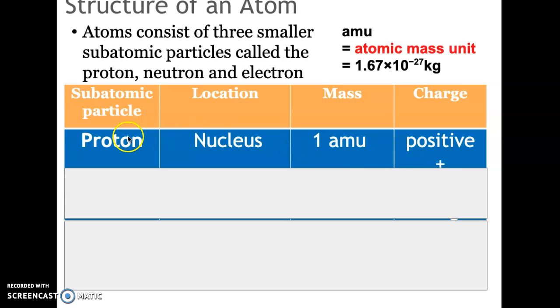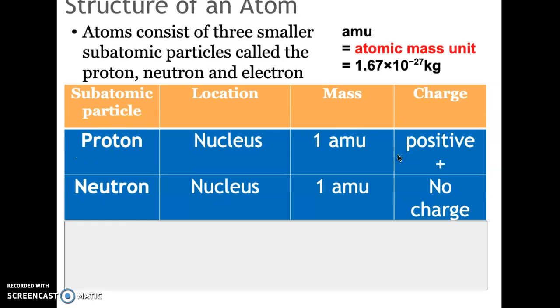Now a proton is positive. It has a positive charge. I like to remember this by knowing P and P. They go together. A neutron is also in the nucleus, and it has the same mass as the proton. A neutron, you can see neutral is in it, so it has no charge.